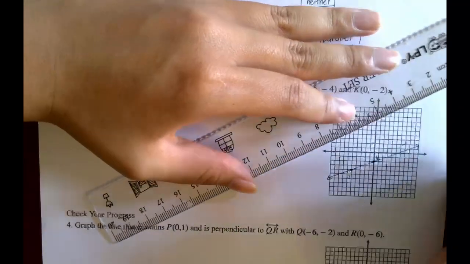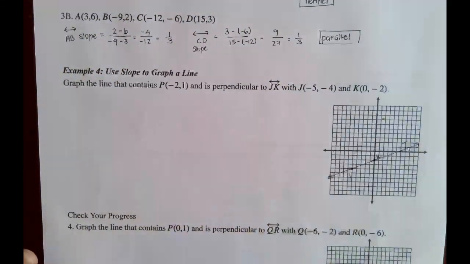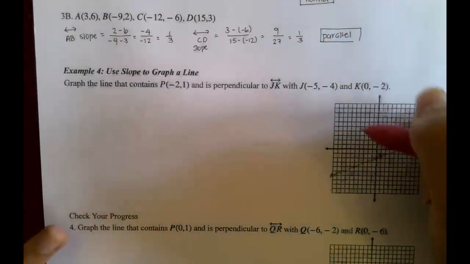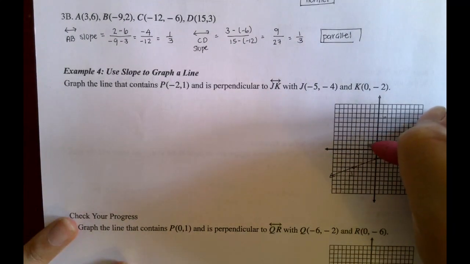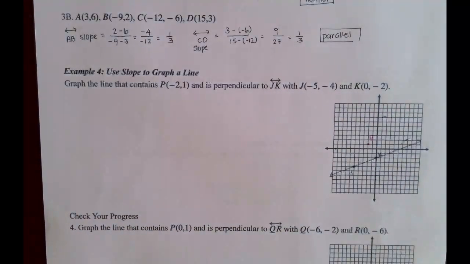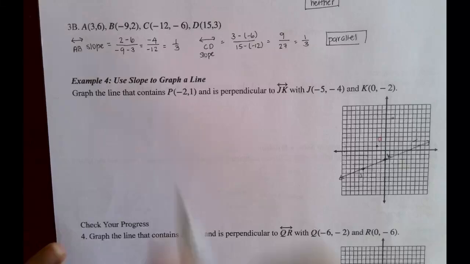Okay. So I want to find the line that contains negative 2, 1. So P is at negative 2, 1, just here. And I want it to be perpendicular to JK. Okay. So the first thing I'm going to do is find JK's slope.